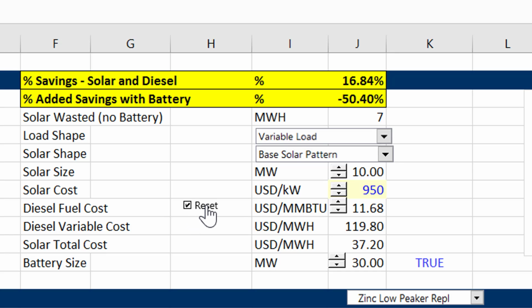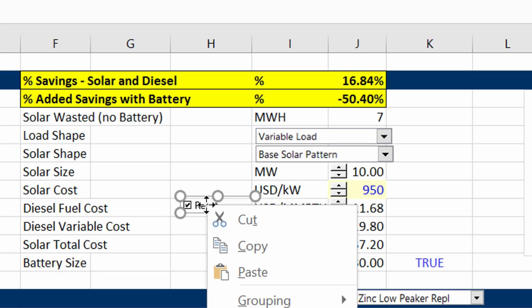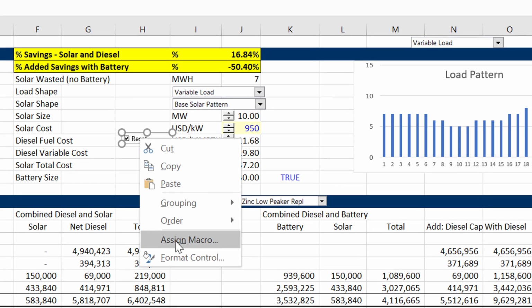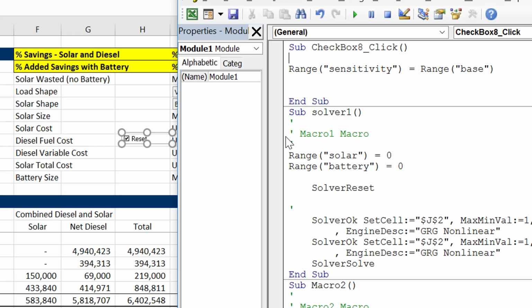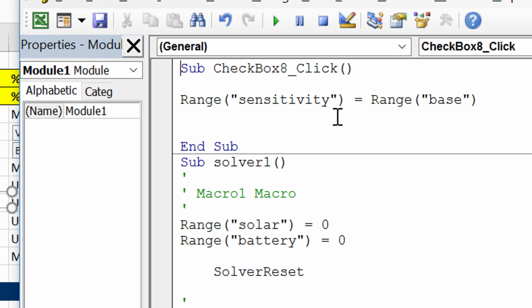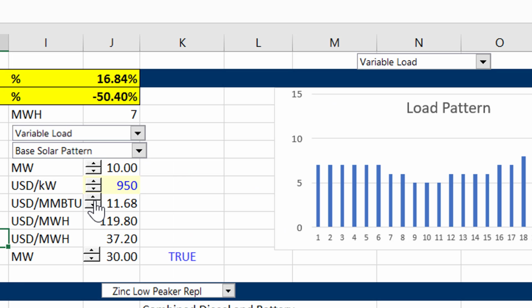Okay, and what we might want to do is just take that number and reset it. And we don't really need a true false. There's no true false here. All you need to do on this one, it's such a simple one, is name the range of this sensitivity variable that's getting pushed up or down when we do this one.